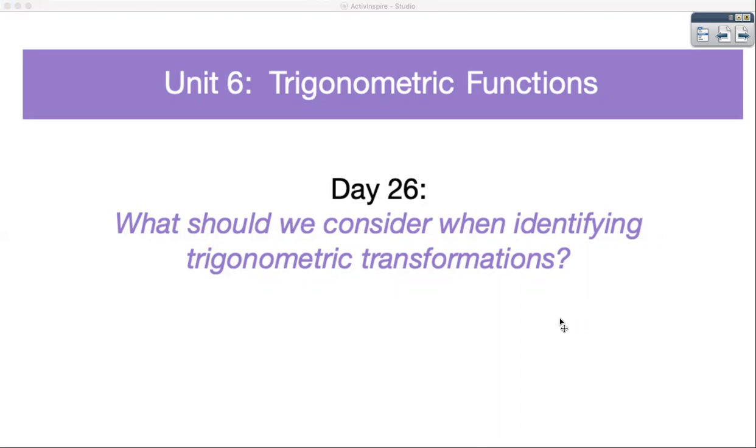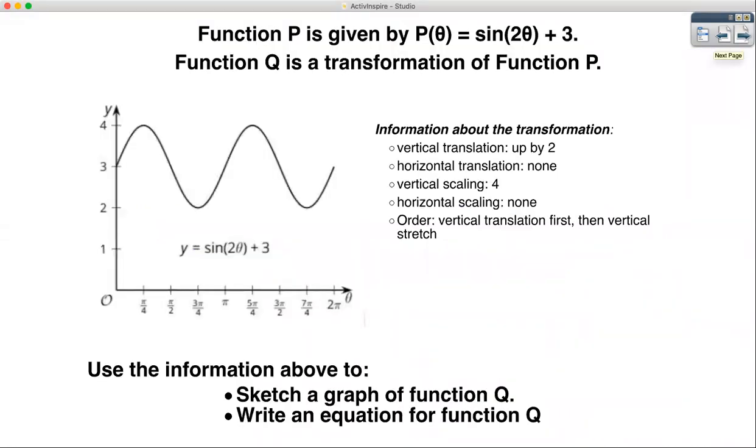Midha, and today we're going to be focusing on the following question. What should we consider when identifying trigonometric transformations? So today there are going to be two tasks for you to work on in this video. Both of them are going to be focusing on this idea of trigonometric transformations. So let's get started.